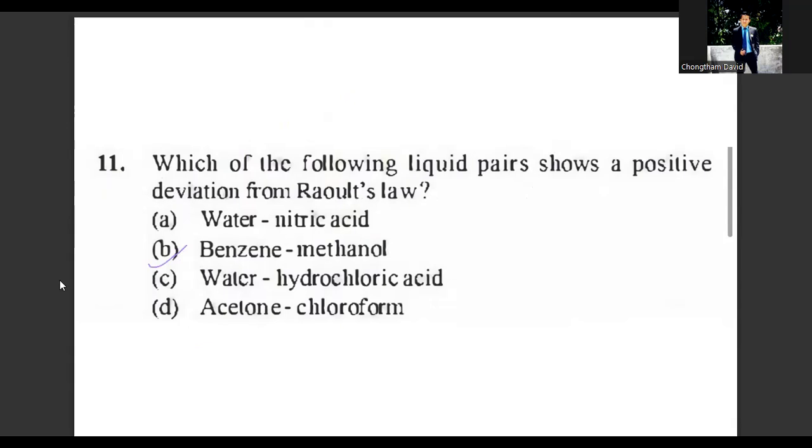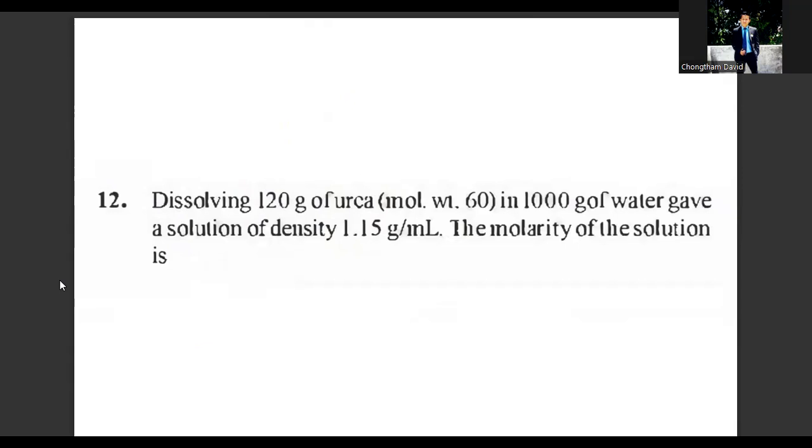Remember these points. Let us see question number 12. Dissolving 120 gram of urea in 1000 gram of water gave a solution of density 1.15 gram per ml. The molarity of the solution would be? Prior to the options, let us first calculate the answer and find the options later on.